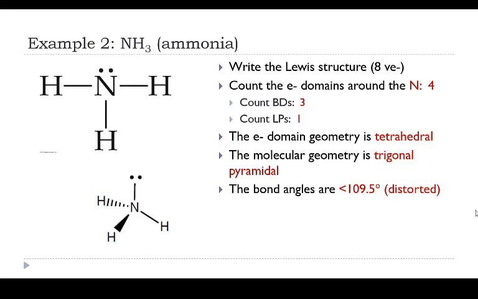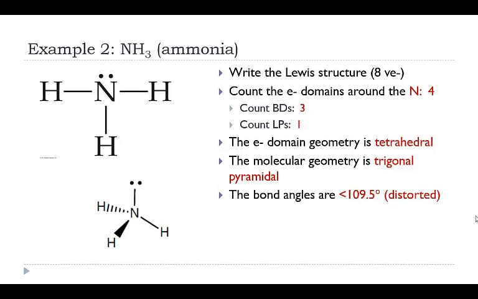If there are 4 electron domains, the electron domain geometry is tetrahedral. The molecular geometry only counts atoms. It doesn't count lone pairs. The molecular geometry with 3 bond domains and 1 lone pair is trigonal pyramidal.